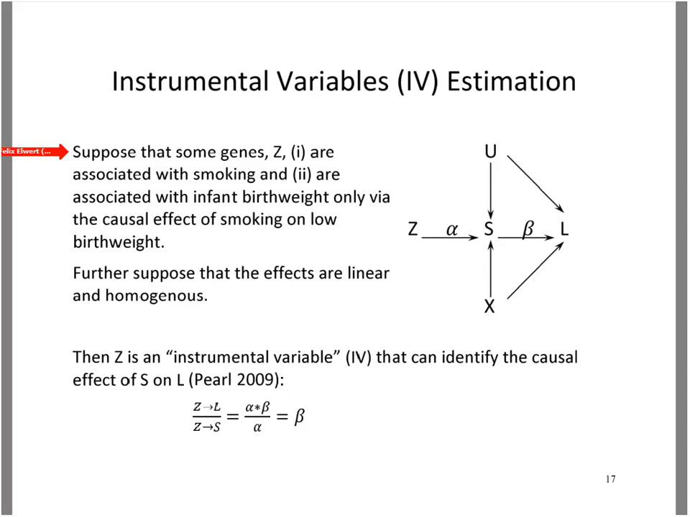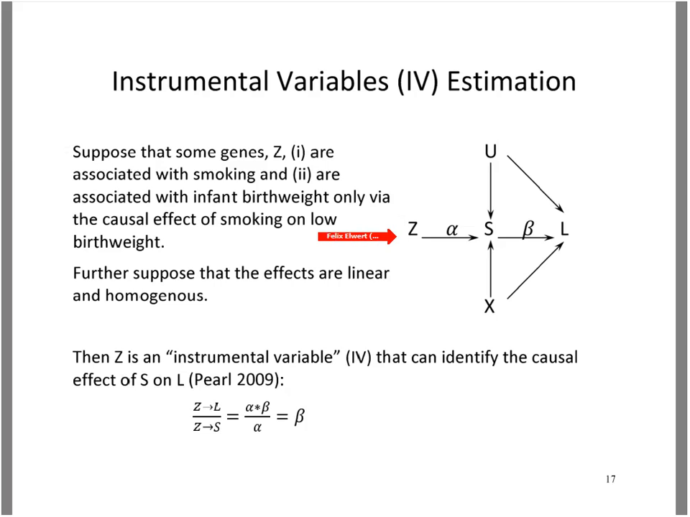Yes, you can use the rules that you've already learned to verify these two conditions. First, are the genes associated with smoking? Yeah, absolutely, because according to our theory here, Z causes S. And if genes cause smoking, then genes and smoking are going to be associated. So the first condition is likely met. The second condition was that the genes are associated with infant birth weight only via the causal effect of smoking on birth weight.